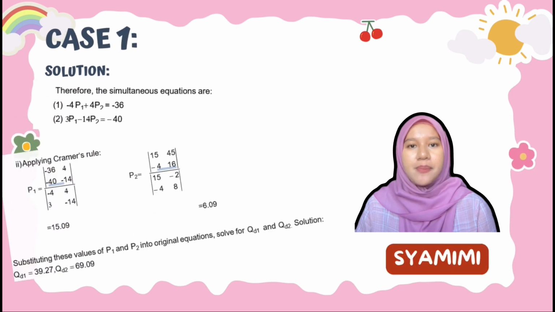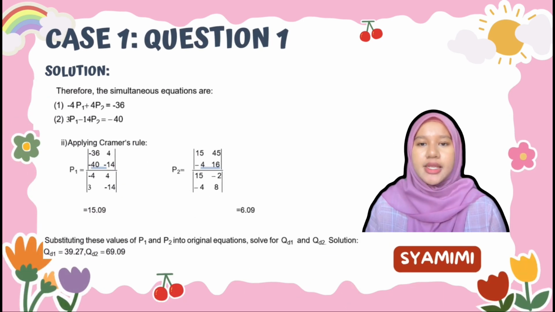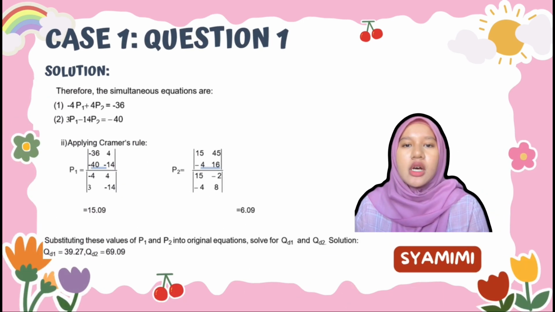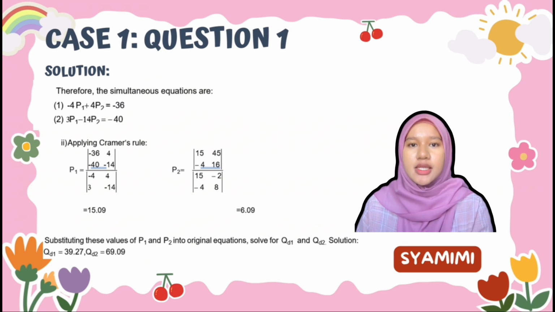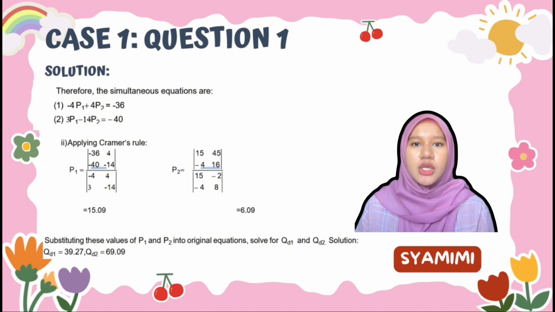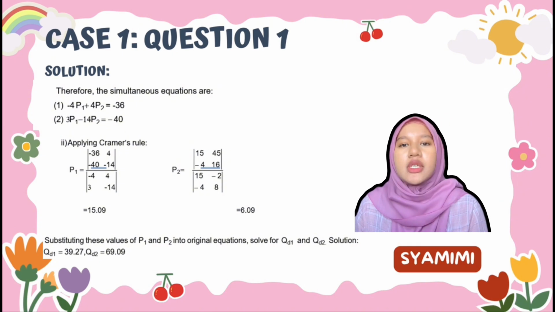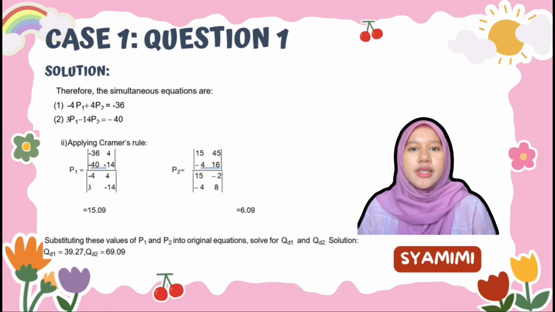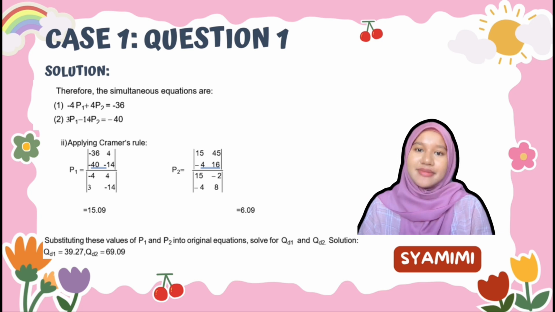Next step is to apply Cramer's Rule to find each product price. For P1, we get 50.09 and P2 is 6.09. Then we will substitute these values for P1 and P2 into the original equation to solve for QD1 and QD2. And we will get QD1 equal to 39.27 quantity and QD2 equal to 69.09 quantity.